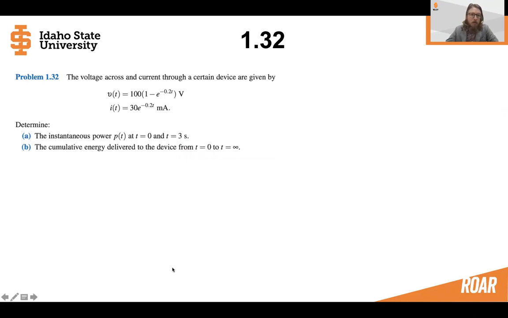All right, so the problem says the voltage and current across a certain device, it doesn't matter what the device is, are given by these two equations. We have a voltage as a function of time and a current as a function of time. The things that we want to find out in this problem are the instantaneous power at two different times, time t equals 0 and time t equals 3. And then in part B, we want to find the cumulative energy delivered to the device across that total amount of time from time equals 0 all the way to time equals infinity.